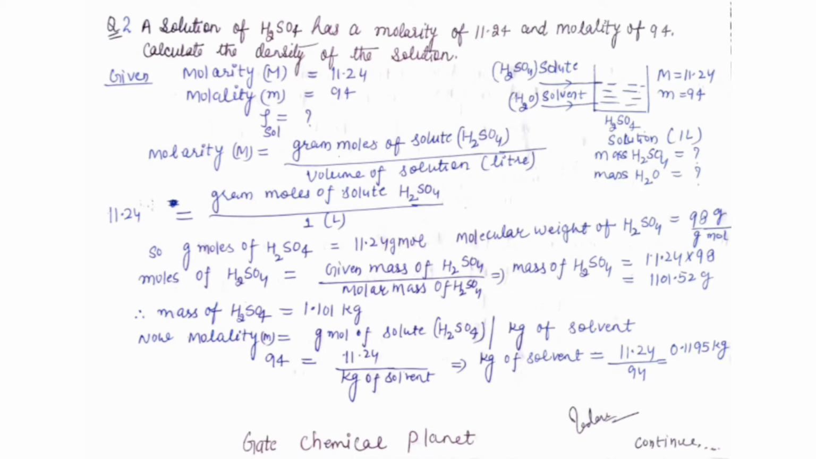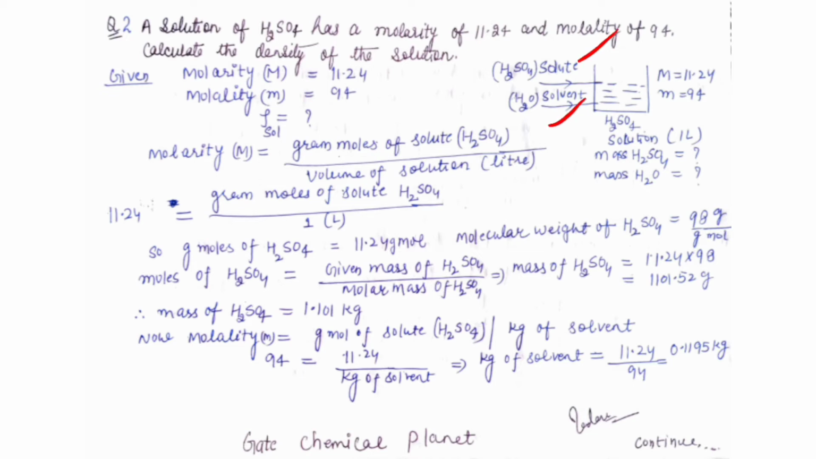In solution we have solute, which is H2SO4, and we have solvent, which is water. So we have to calculate the mass of solute, which is H2SO4, and the mass of the solvent. With the given values of molarity and molality, we will calculate the mass of solute and solvent, and then finally we will calculate the density of solution, because the volume of solution is 1 liter, which we already know. Now on the basis of molarity we can calculate the value of other things.